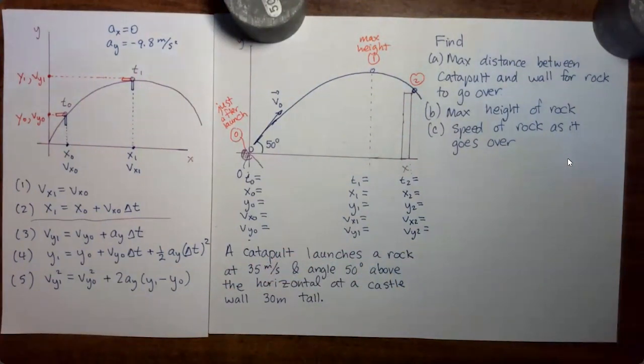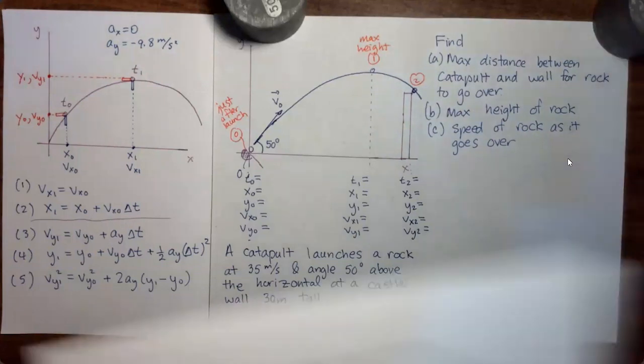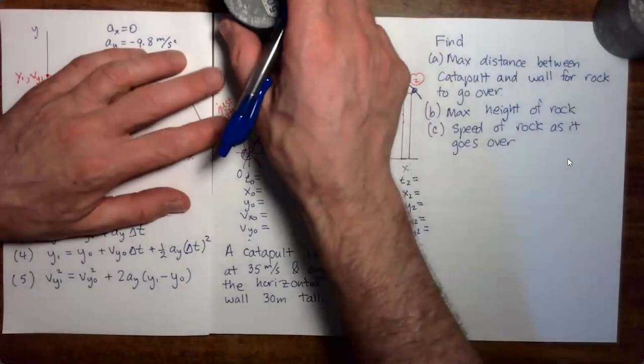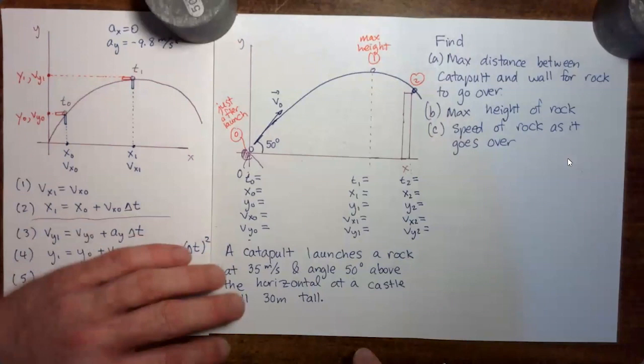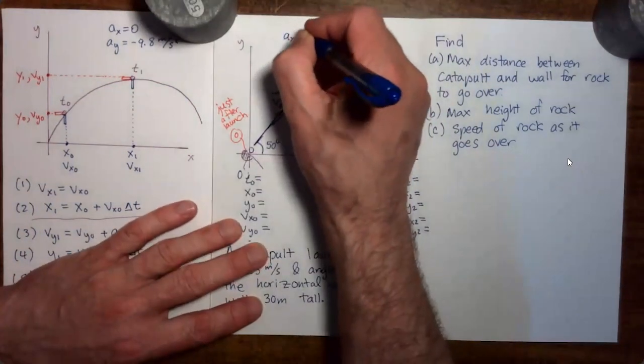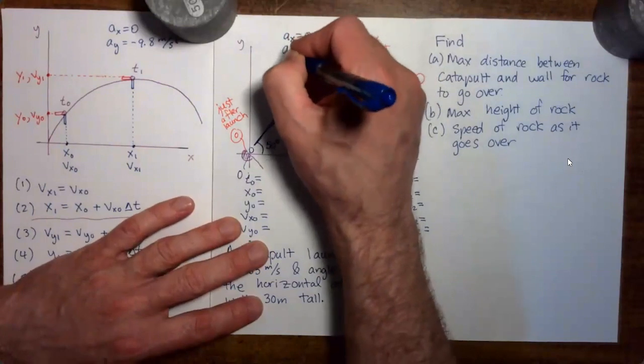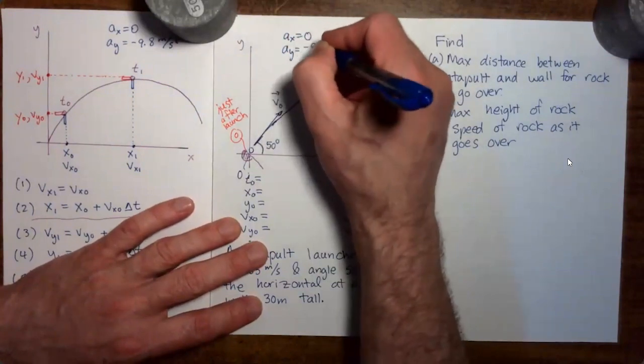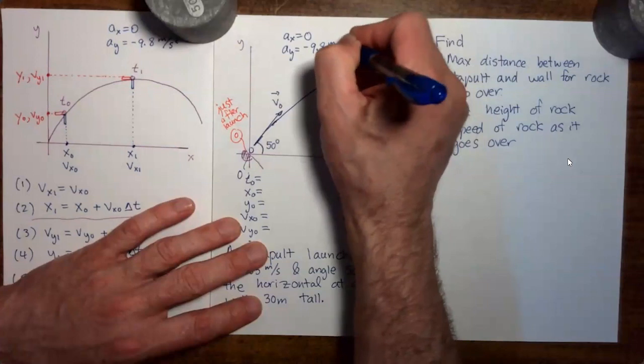Okay, the next step, let's put the acceleration in the figure somewhere. As usual with these free fall problems, the x acceleration is 0, the y acceleration is minus 9.8 meters per second squared.